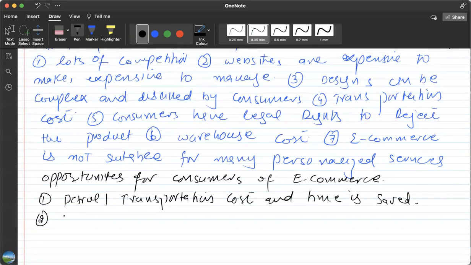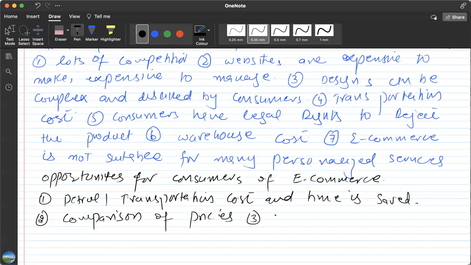It's always easy for consumers to compare the prices, because every product is placed online. You can just check the prices of that product and compare it with the others. Payment through debit and credit cards is easy. Although there are chances of fraud in that too, but still it's easy, irrespective of whether you are carrying cash.